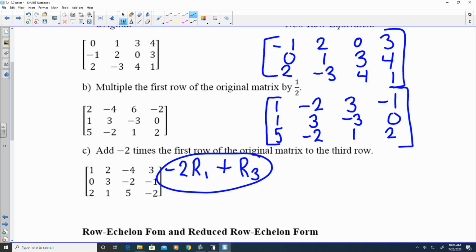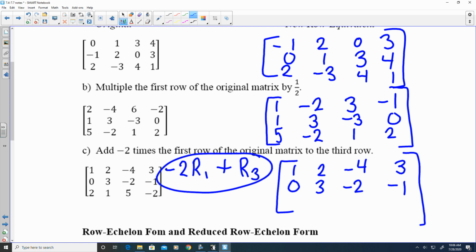We're going to take the first 2 rows stay the same. I'm just going to rewrite those so we don't forget to do that. The only one that's changing is the third row, and we're going to take -2 of whatever number's in the first row and add it to the corresponding number in the third row. So for example, -2 times 1, which is -2, add that to 2, and we're going to get 0.